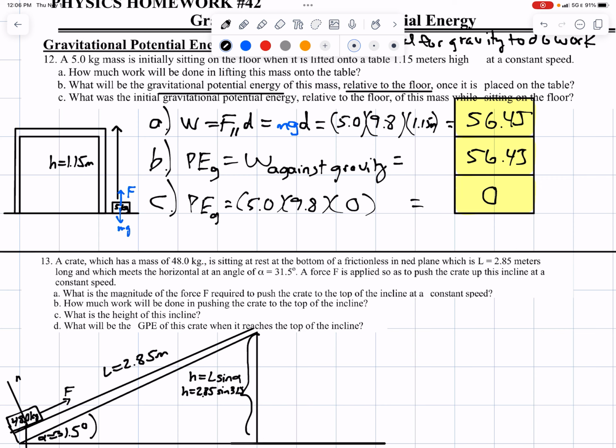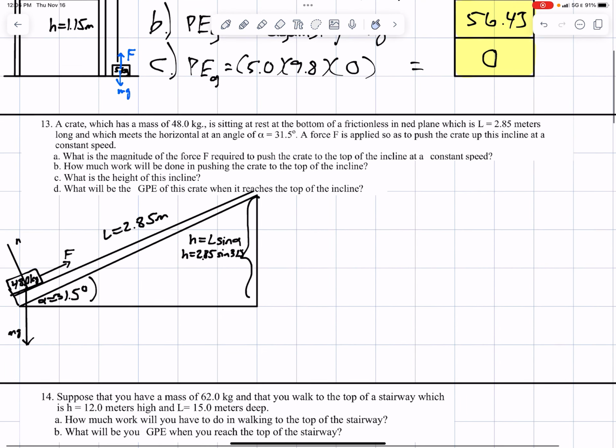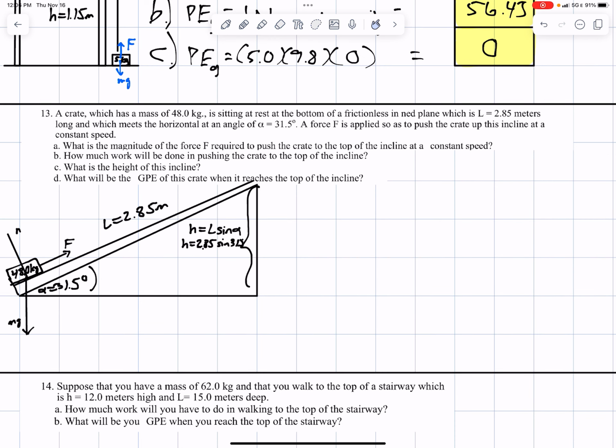Number 13. A crate which has a mass of 48 kilograms is sitting at rest at the bottom of a frictionless inclined plane of length 2.85 meters, which meets the horizontal at an angle of 31.5 degrees. A force is applied so as to push the crate up the incline at a constant speed. Part A, what will be the magnitude of the force F required to push the crate to the top of the incline? B, how much work will be done to push it up the incline? C, what was the height of the incline? And D, what was the gravitational potential energy when it reached the top of the incline?